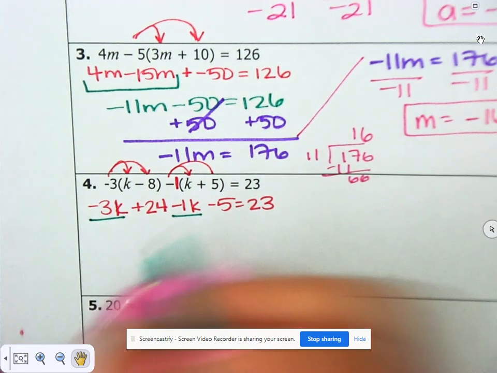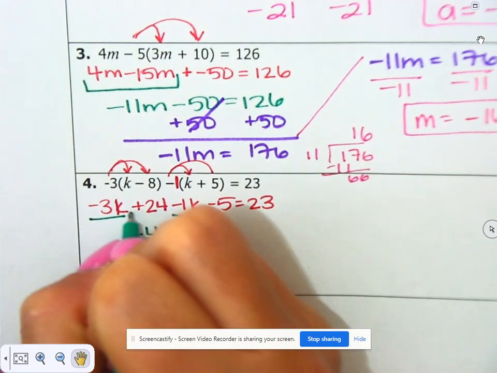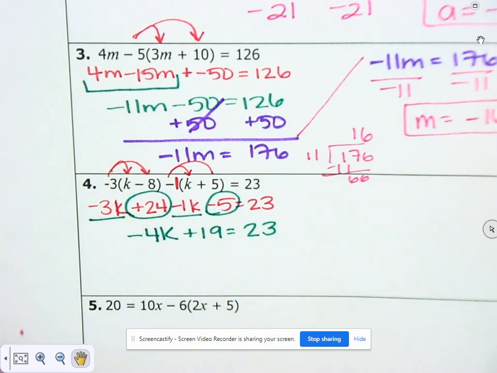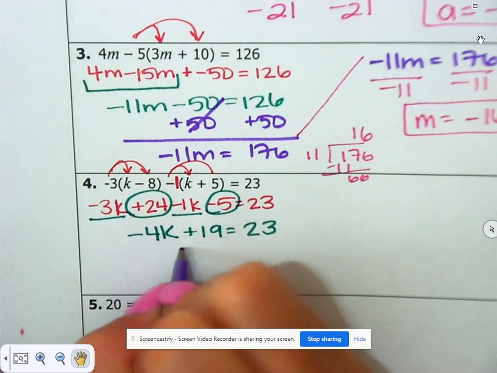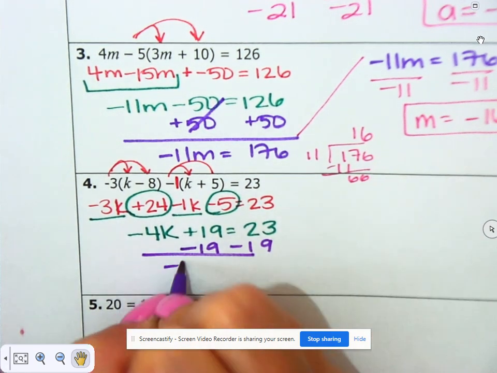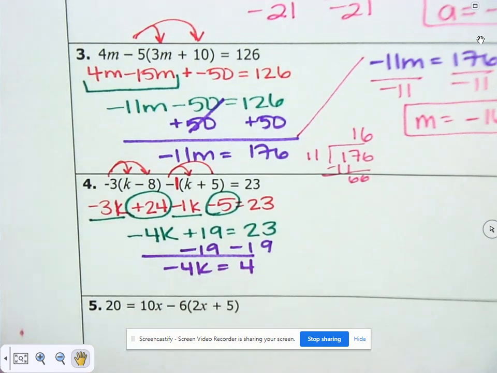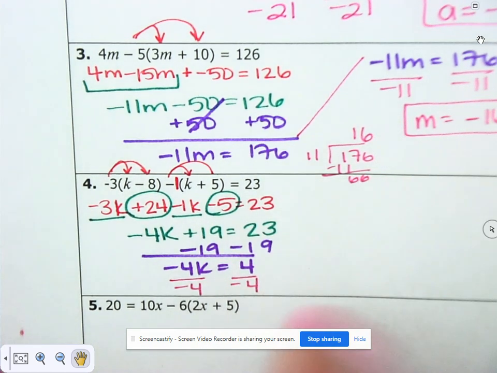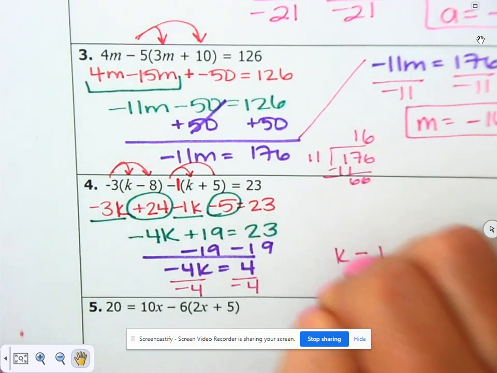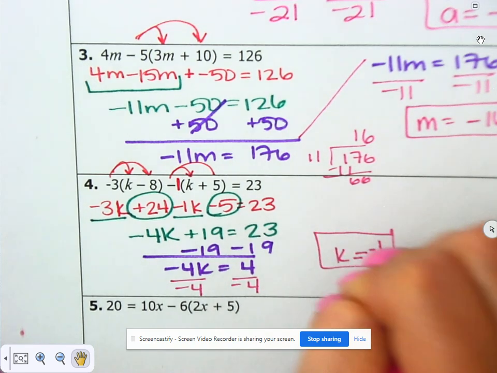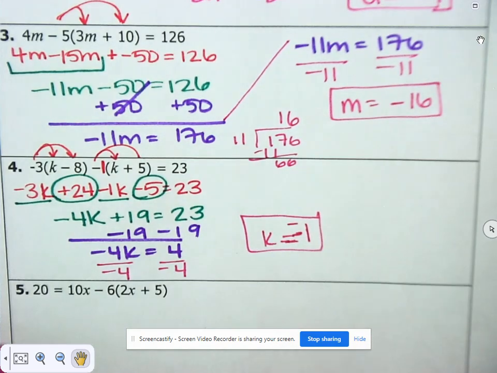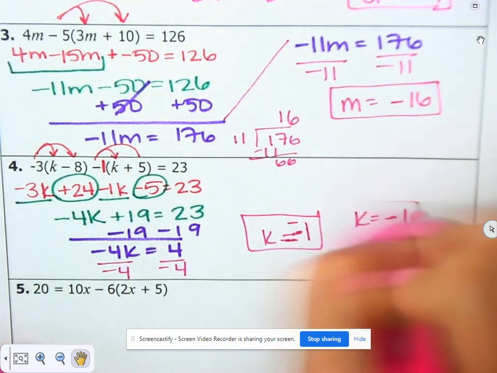-3k minus another 1k gives me -4k. And then 24 minus 5 gives me 19. Two-step equation, so I'm going to move my 19 first, and I get -4k equals 4. And the second step would be to divide, and a negative divided by a positive, or a positive divided by a negative, again, is a -1. Make sure you see the negative. My equal sign kind of ran into it, so it's -1.